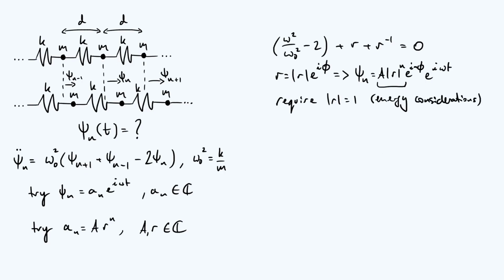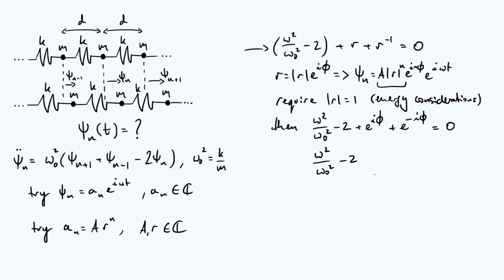Now, as it turns out, requiring that the modulus of r is 1 greatly simplifies this equation up at the top that we're trying to solve. Let's see how exactly that works. So we've still got our omega squared over omega naught squared minus 2. r is now just e to the i phi because its modulus is 1. And then the r to the minus 1 becomes e to the minus i phi. All of that, of course, is still supposed to equal 0. Let's keep the constant term as it is.